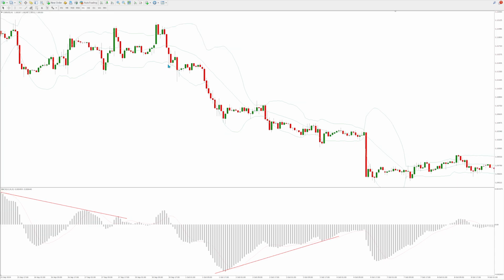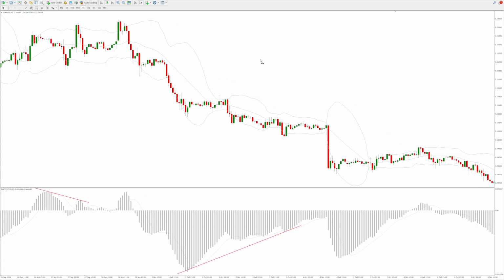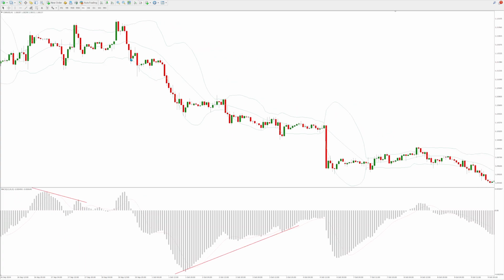Okay, so just to clarify, for this sell trend, if price breaks out below the lower band or pulls back to the middle or upper band, we can consider these as potential entry points into a sell trend. Okay, so that's the MACD, that's the Bollinger Bands.